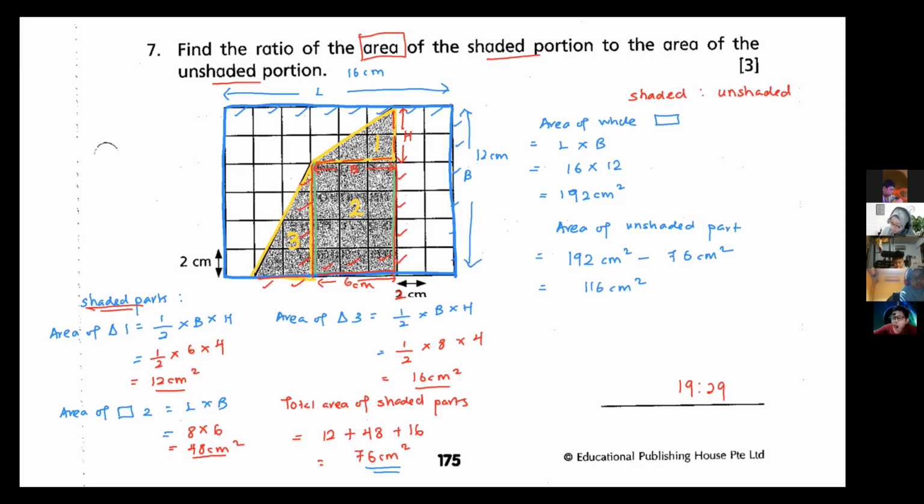Then I can have my ratio. Shaded area is to unshaded area equals, shaded is 76, unshaded is 116. Then what are we going to do? We divide to make it smaller, both of them divided by 4, and when you do that you get 19 is to 29. Answer.